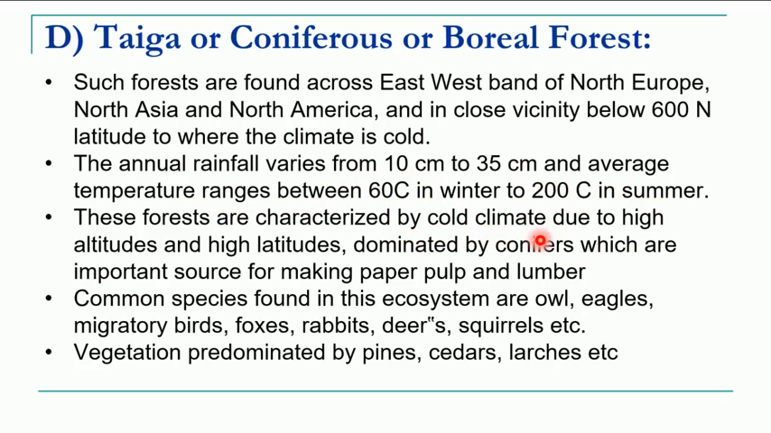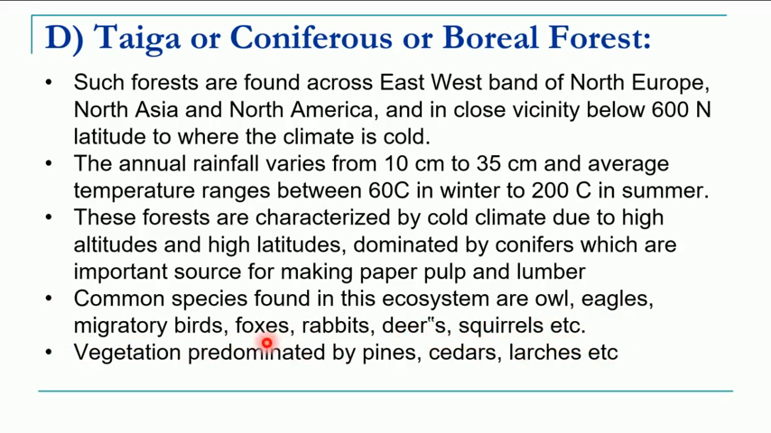Now since the climate is very cold, the plants are basically coniferous type of plants. These plants are basically used in the paper and pulp industry. Now if we see the common species of animals, they include birds like owl, eagles, other migratory birds, and mammals like fox, rabbit, deer, squirrels, etc.